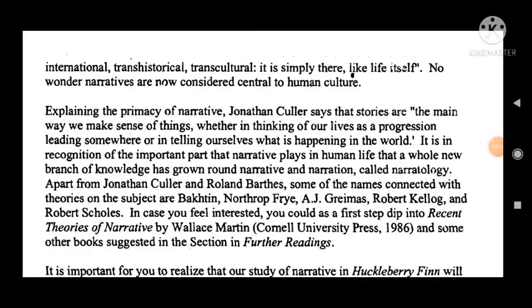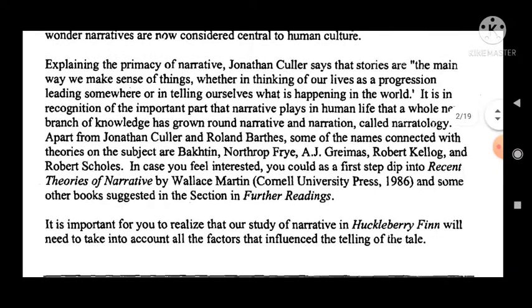Explaining the primacy of narrative, Jonathan Culler says the stories are the main way we make sense of things, whether in thinking of our lives as a progression leading somewhere or in telling ourselves what is happening in the world. It is in recognition of the important part that narrative plays in human life that a whole new branch of knowledge has grown around narrative and narration, called narratology.